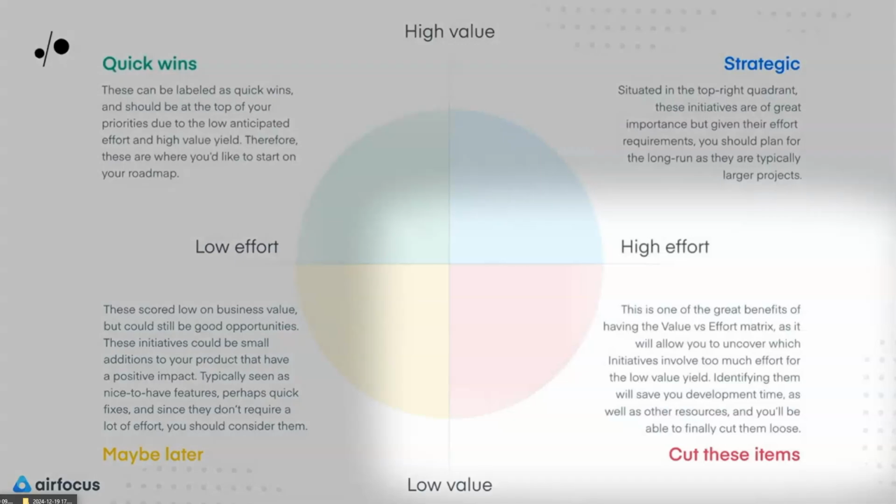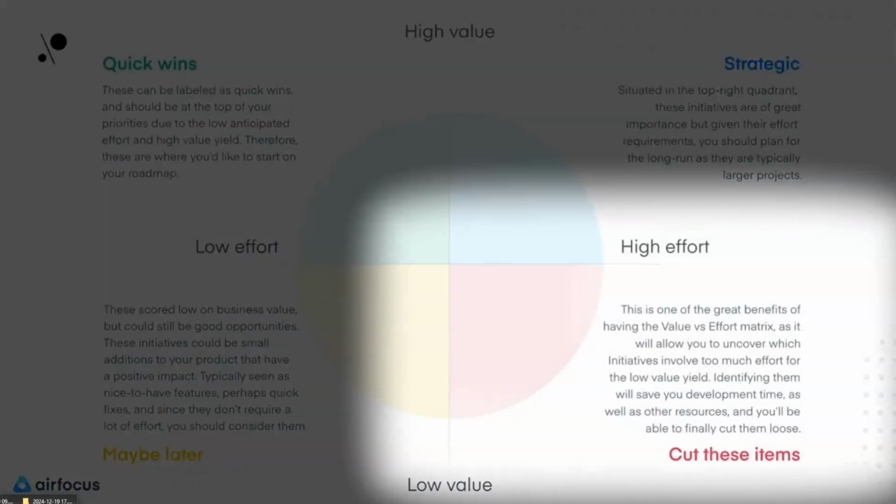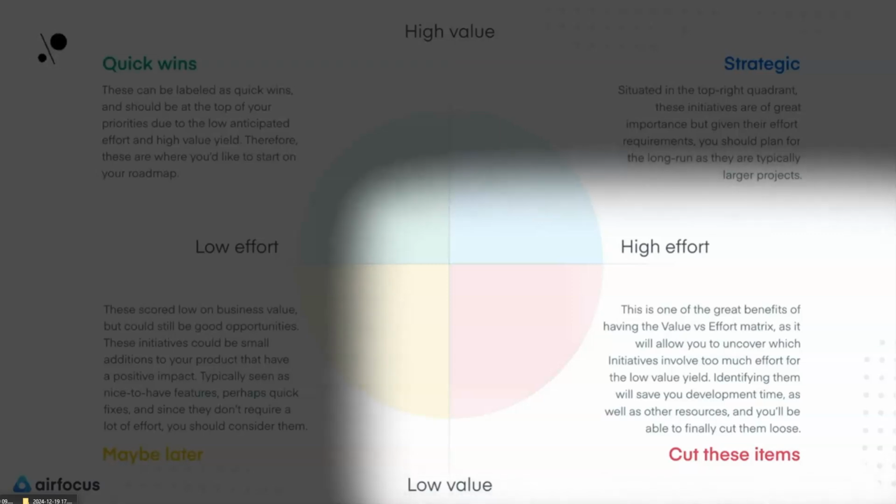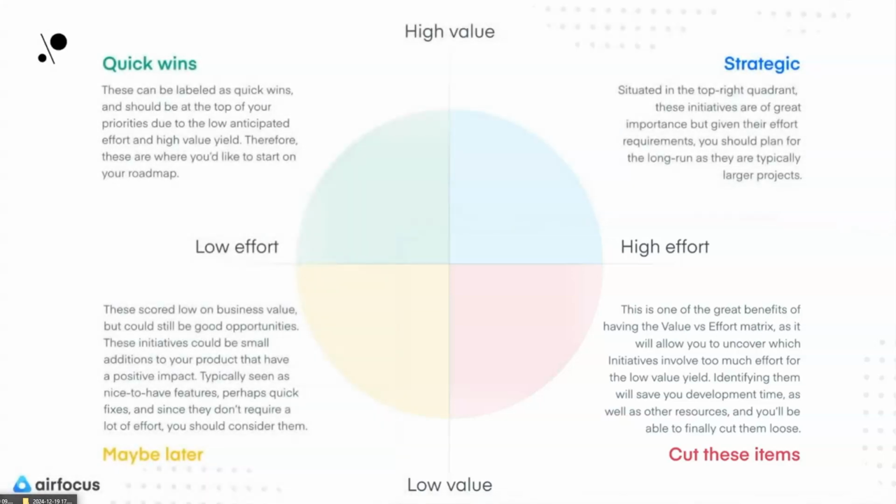And lastly, we have the bottom right part of the quadrant, which represents the items that you should cut. The advantage of using the value versus effort matrix is that it allows you to uncover which items take too much effort for a low value yield. Identifying these items to cut out will save you development time as well as other resources, making room for your quick wins and strategic items. And there you have it, an actionable guide for how you can use the value versus effort framework.